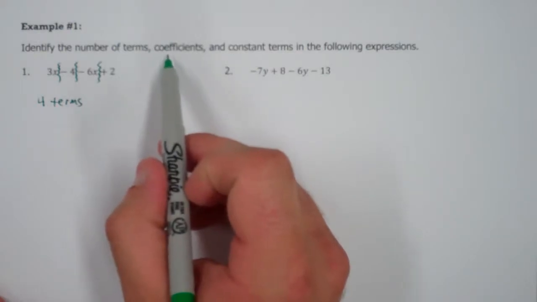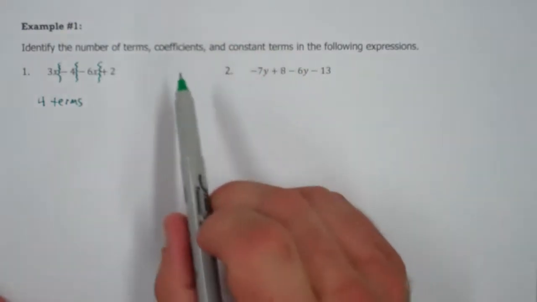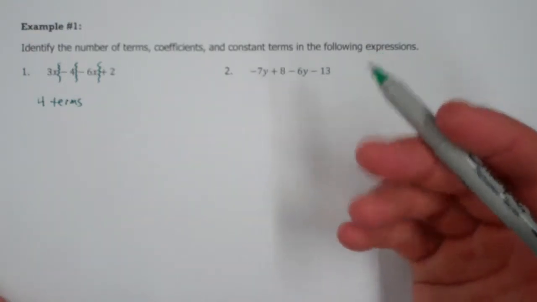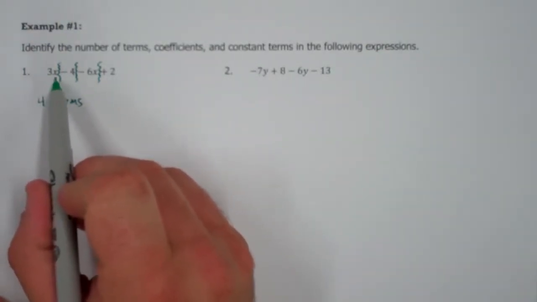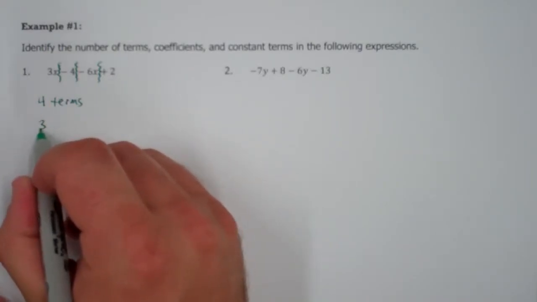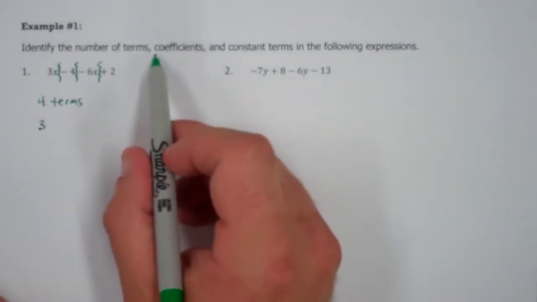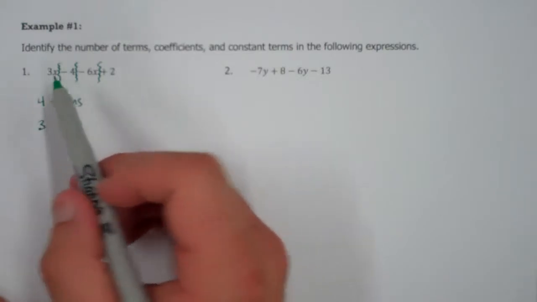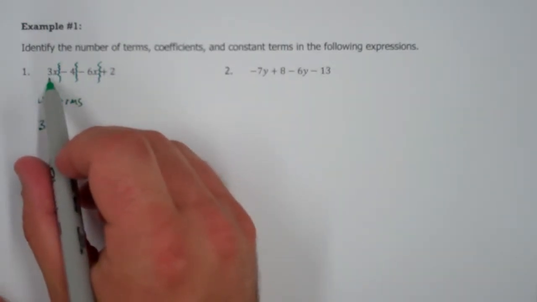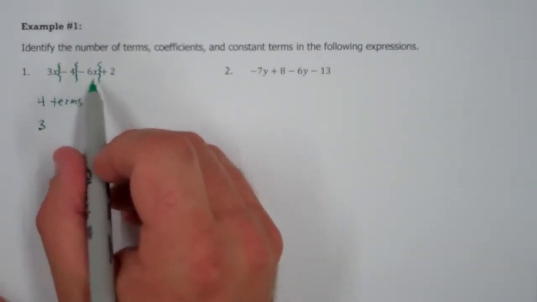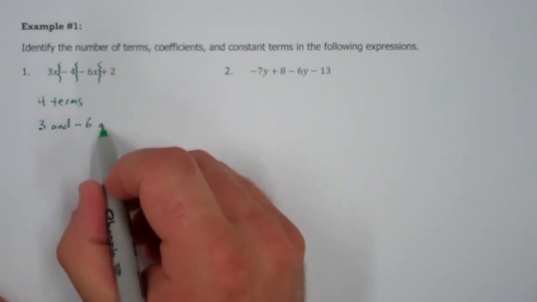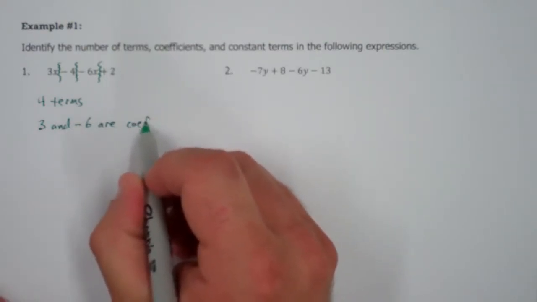We need to identify the coefficients. So when we identify coefficients, we want to look for the terms that have a variable in them to begin with. So 3x is one of those, and we're going to write down 3 only. A coefficient, co meaning together, is referring to the number part only, where you have a term with a number and a variable in it. So 3 is a coefficient, and then also negative 6 here is a coefficient as well. 3 and negative 6 are coefficients.